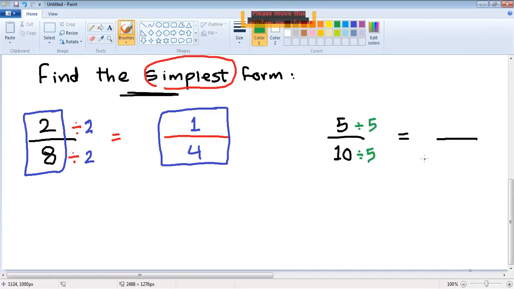What is the new form? Yes, Mister, but I have a question. 5 divided by 5 is 1. And 10 divided by 5 is 2. That's right. So 5 over 10 now in the simplest form is equal to 1 over 2. What is your question, Abdul Mohsen?